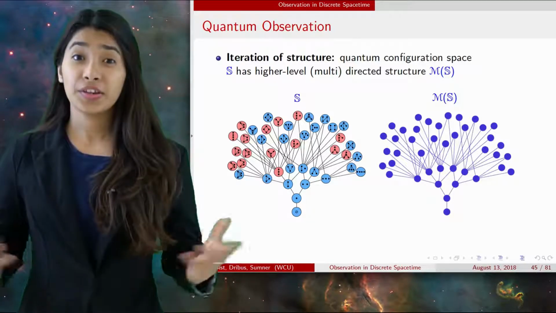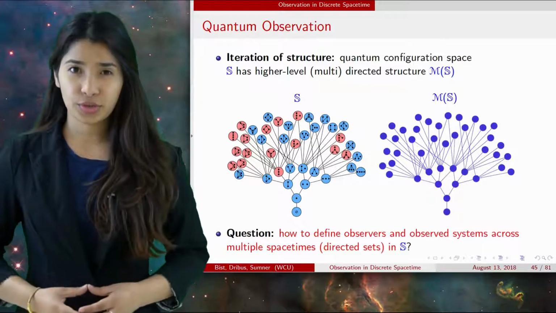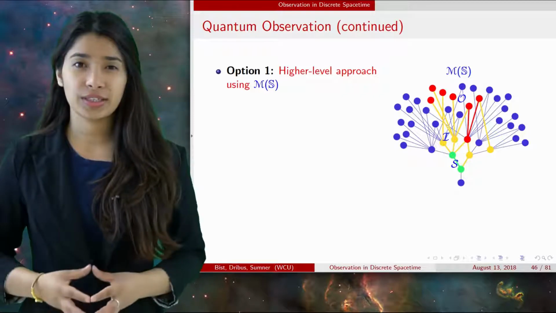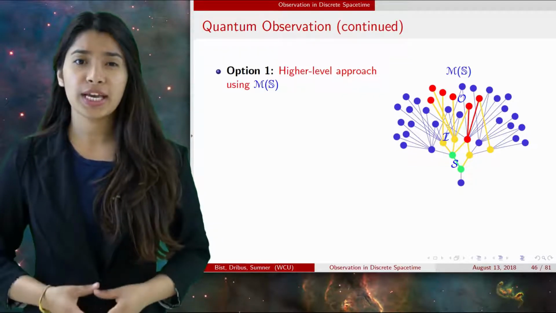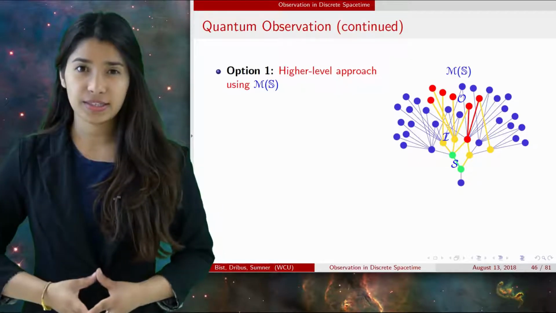There are several different options on how we can define quantum observation from a structural perspective. One fairly slick idea is to simply treat the multidirected set script M of bold S, coming from the kinematic scheme bold S, the same way we treat classical directed sets.